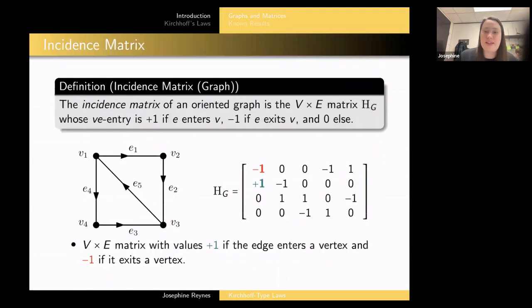And that's useful when we create the incidence matrix of an oriented graph, because that allows a +1 and a -1 entry. So we have a +1 if we say that the edge enters a vertex, and a -1 if it exits. So here you can see that edge 1 exits V1 and enters V2, and that shows up in the incidence matrix as a -1 and then a +1. So that's nice because it gives us a natural way to orient our incidence matrix.